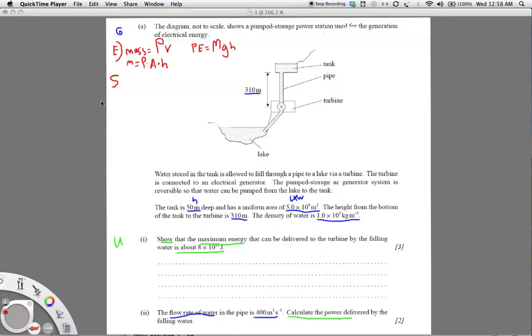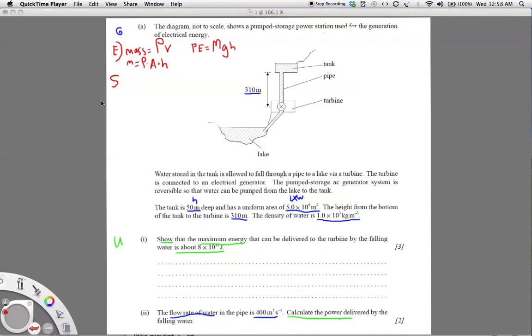The tank is 50 meters deep and has a uniform area of 5 times 10 to the fourth meters squared. The height from the bottom of the tank to the turbine is 310 meters. The density of the water is 10 to the third kilograms per cubic meter. Unknown: show that the maximum amount of energy delivered to the turbine by the falling water is about 8 times 10 to the 12th joules.